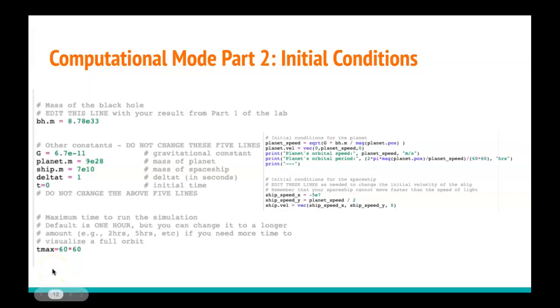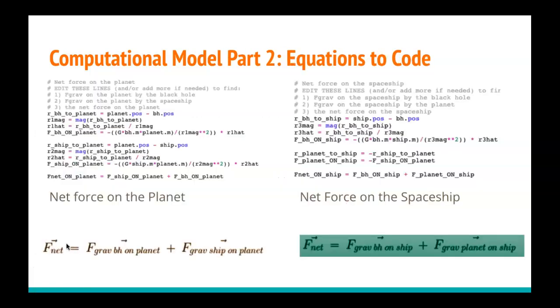Here are the initial conditions for part 2 of the lab, which includes the mass of the black hole, which was found in part 1 of the experiment. The initial velocity of the spaceship is an unknown in this experiment, and trial and error must be used. These are the important equations to code for part 2 of this experiment.